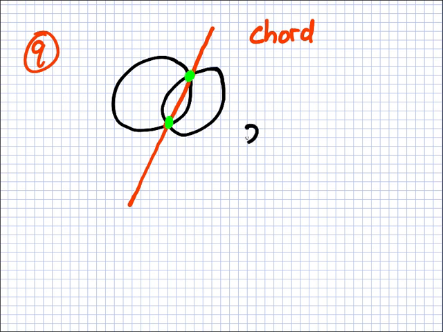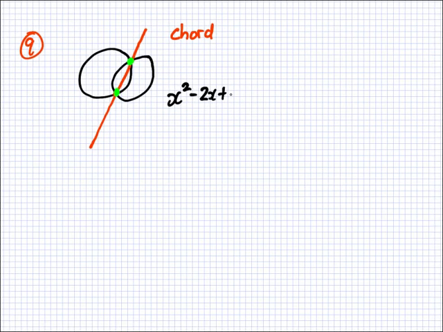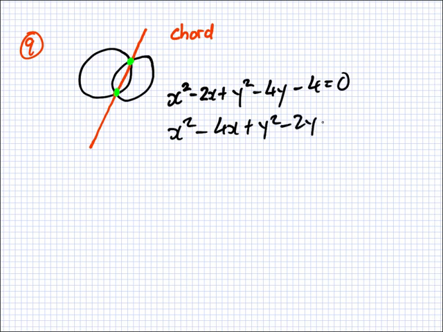So the first circle is x squared minus 2x plus y squared minus 4y minus 4 equals 0. And x squared minus 4x plus y squared minus 2y minus 4 equals 0.